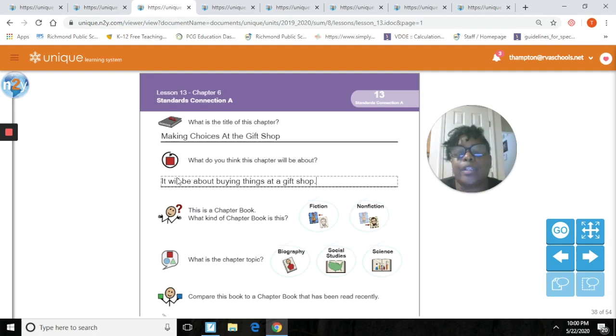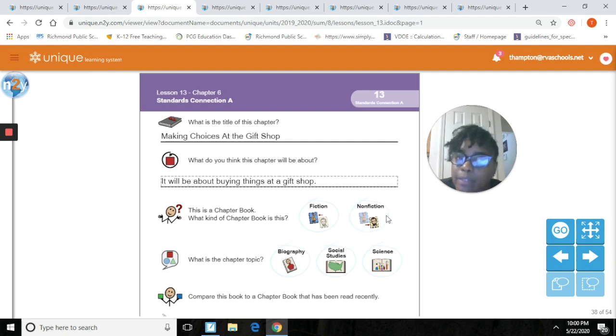Okay, so here we are. This is a chapter book. What kind of chapter book is this? Is it a fiction book or a nonfiction book? Now, I want you to think about these two types of books, okay? Now, a fiction book is what kind of book? Did you say it's a make-believe book or an imaginary book, a book that's not real? That's correct, if you did, okay?